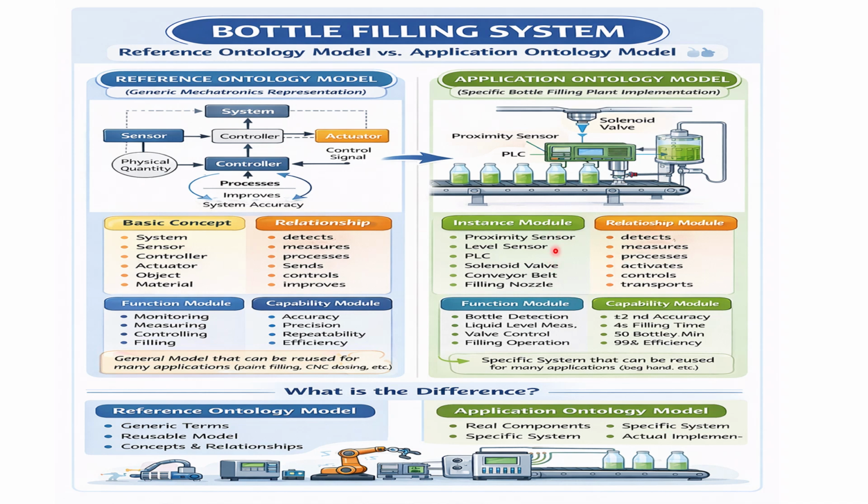Whereas in application ontology, it all looks like real components. It's all like real components we need to use for building a particular system for a suitable application. It's a specific system and it is used for actual implementation.